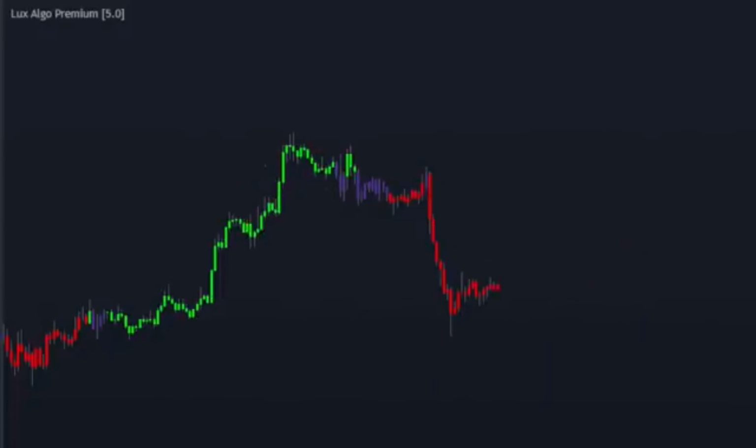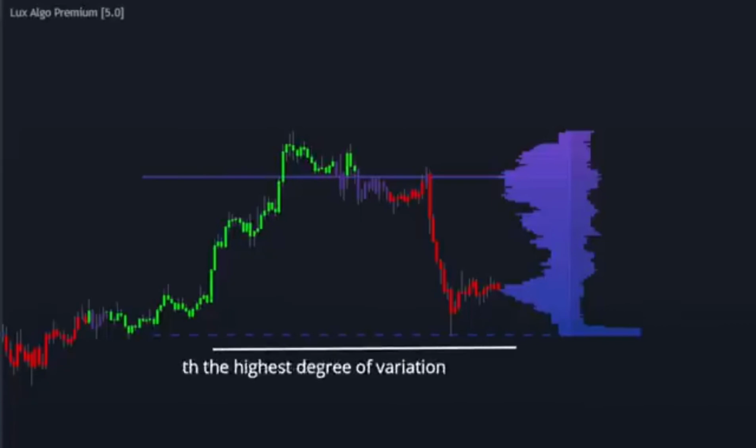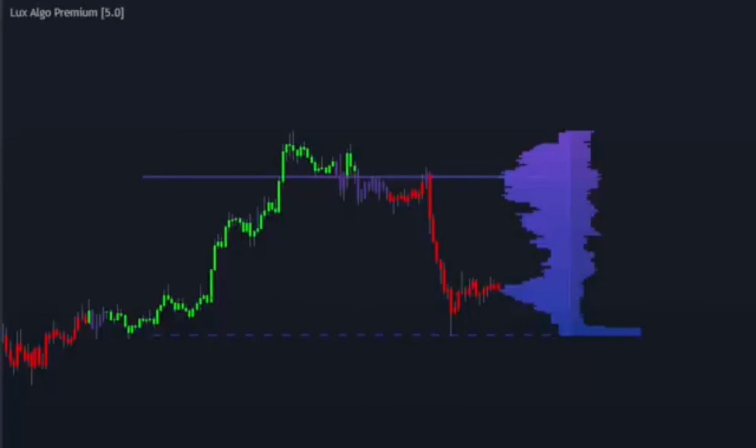The first thing to note about the new Lux profile is that it is comprised of two indicators in one. There is a weighted volume profile on the left, and on the right it shows the accumulated weighted volume within price intervals. The area on the right indicates the degree of variations of the price within their respective intervals. A dashed line highlights the price level with the highest degree of variation. A point of control, solid line, indicating the price level with the most accumulated weighted volume.